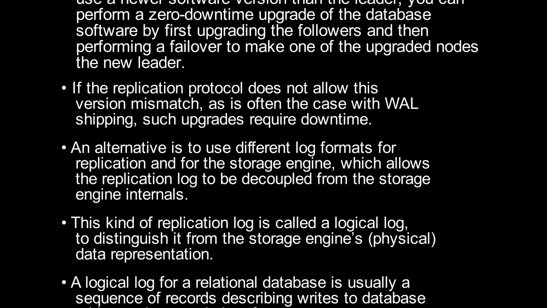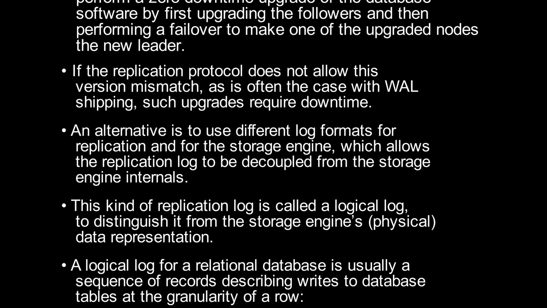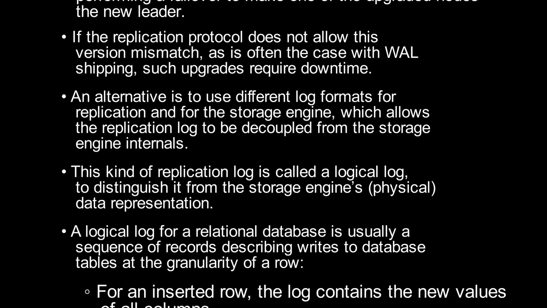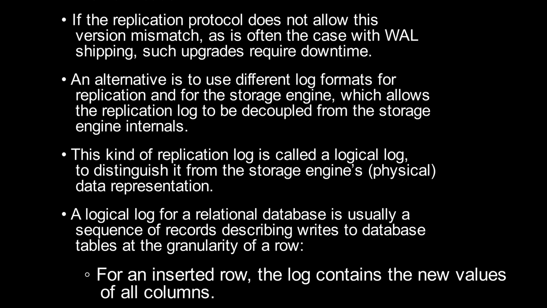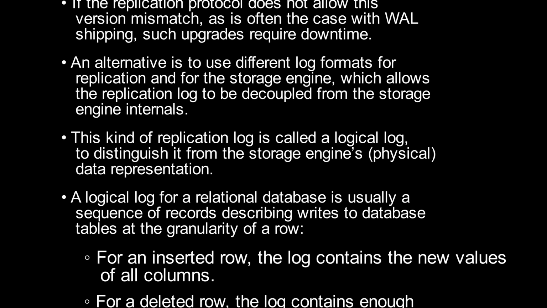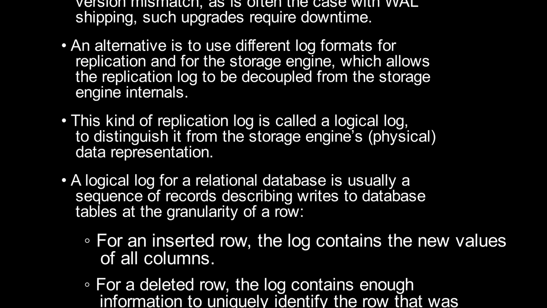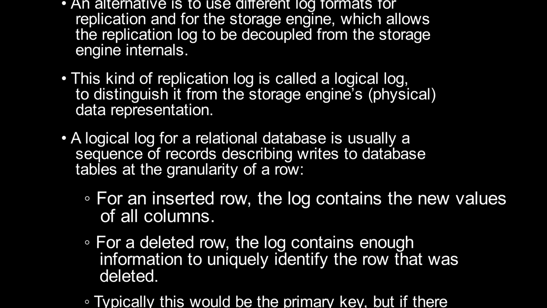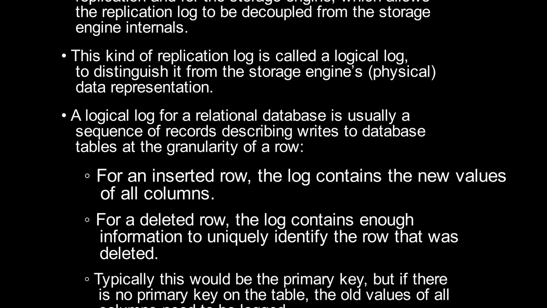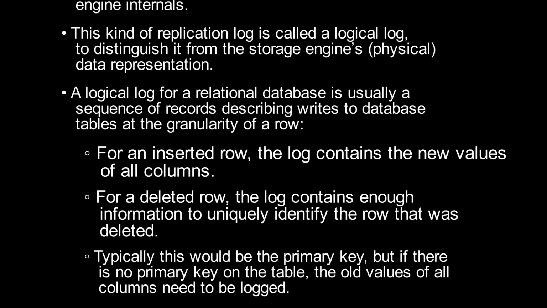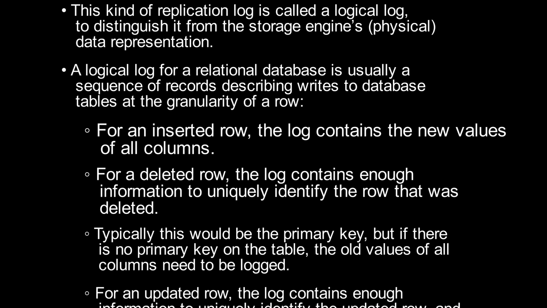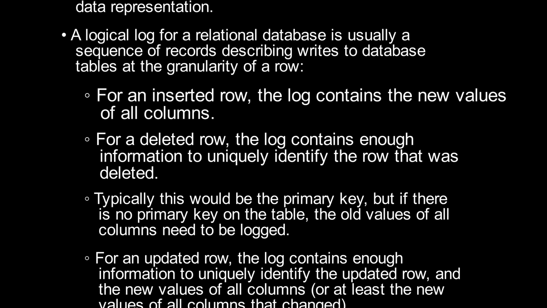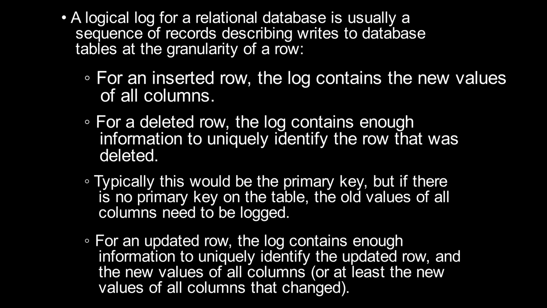This kind of replication log is called a logical log, to distinguish it from the storage engine's physical data representation. A logical log for a relational database is usually a sequence of records describing writes to database tables at the granularity of a row. For an inserted row, the log contains the new values of all columns. For a deleted row, the log contains enough information to uniquely identify the row that was deleted. Typically this would be the primary key, but if there is no primary key on the table, the old values of all columns need to be logged.